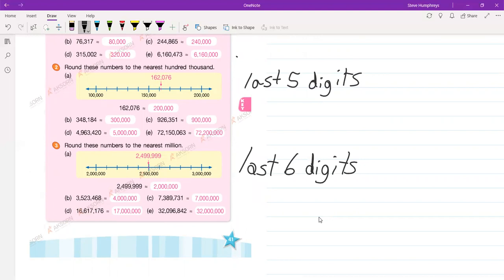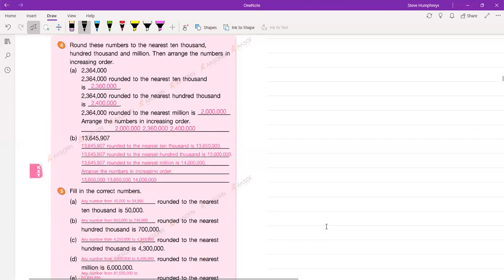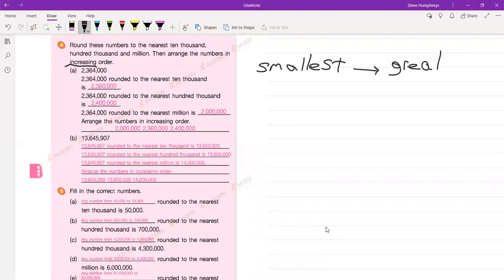Also, the last page of this lesson, page 42. Number 4, round these numbers to the nearest 10,000, 100,000, and million. Then arrange the numbers in increasing order. Remember what increasing order is? Smallest to greatest.